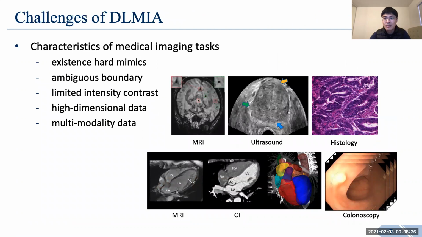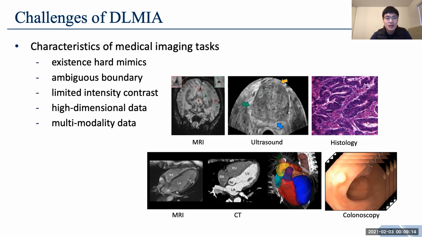However, there are a series of challenges for deep learning-based medical image analysis. From the image level, we can see medical images have a series of characteristics. For example, for the lesion detection task, the true lesions and the false positives are very similar. And for the medical image segmentation task, the image contrast is very low. This is an ultrasound image, and this is the prostate. We can see the boundaries of the prostate are very ambiguous.